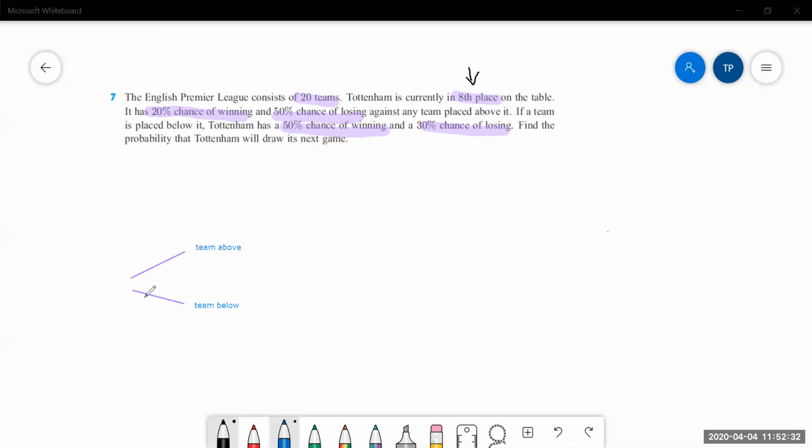How many teams are below? 12. You're right. Correct, below is 12. So it'd be 12 over 20.